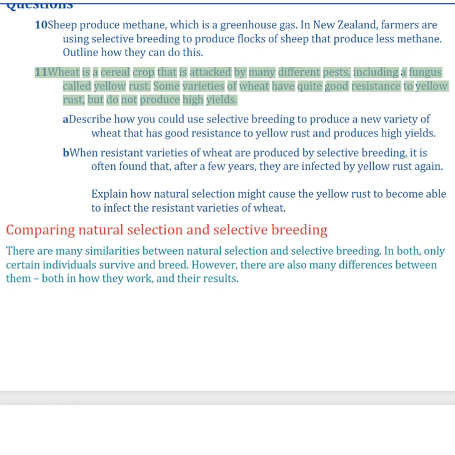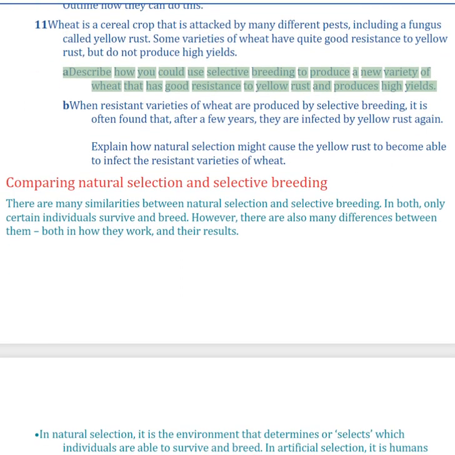11. Wheat is a cereal crop that is attacked by many different pests, including a fungus called yellow rust. Some varieties of wheat have quite good resistance to yellow rust, but do not produce high yields. A. Describe how you could use selective breeding to produce a new variety of wheat that has good resistance to yellow rust and produces high yields.